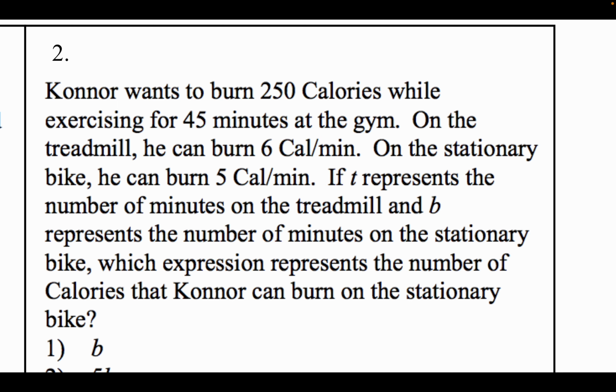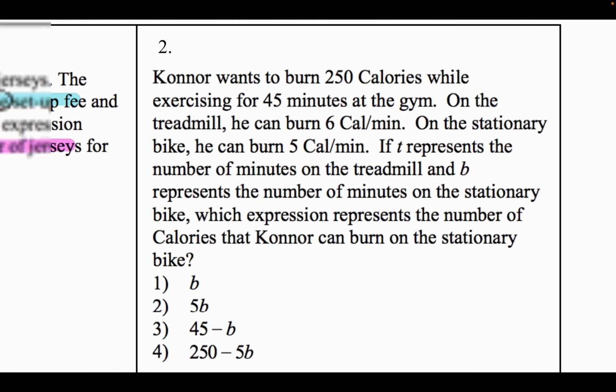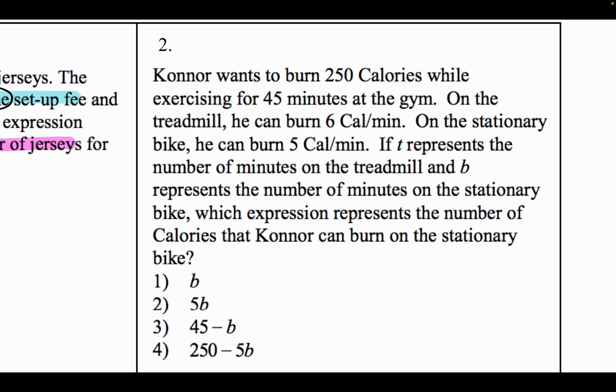Number 2. They give you a lot of information here that you do not need. So it says Connor wants to burn 250 calories while exercising for 45 minutes at the gym. On the treadmill, he can burn 6 calories a minute. On the stationary bike, he can burn 5 calories a minute. If T represents the number of minutes on the treadmill and B represents the number of minutes on the stationary bike, which expression represents the number of calories that Connor can burn on the stationary bike?